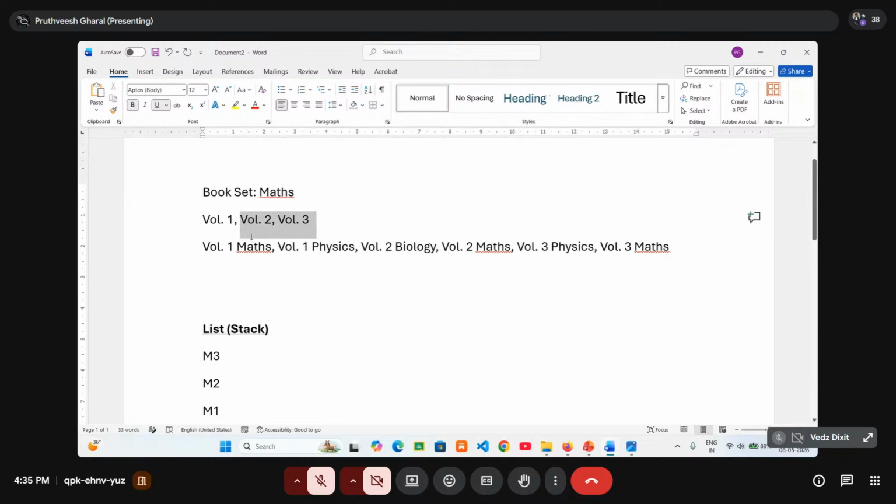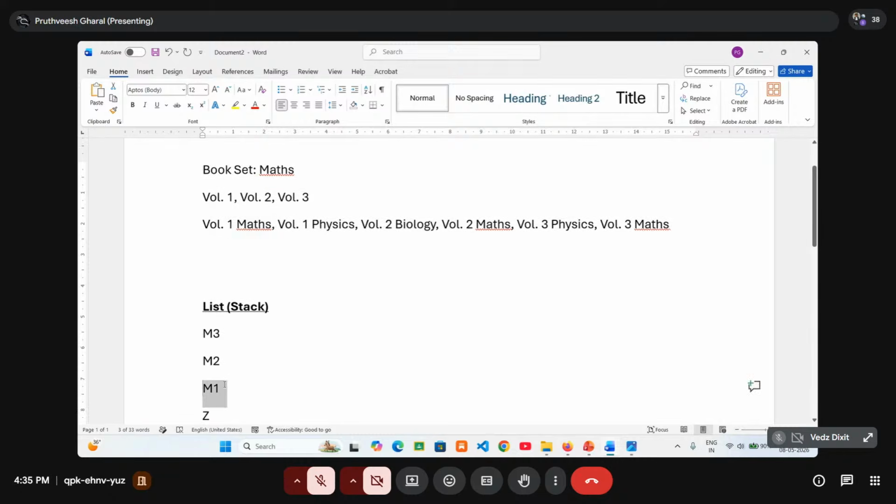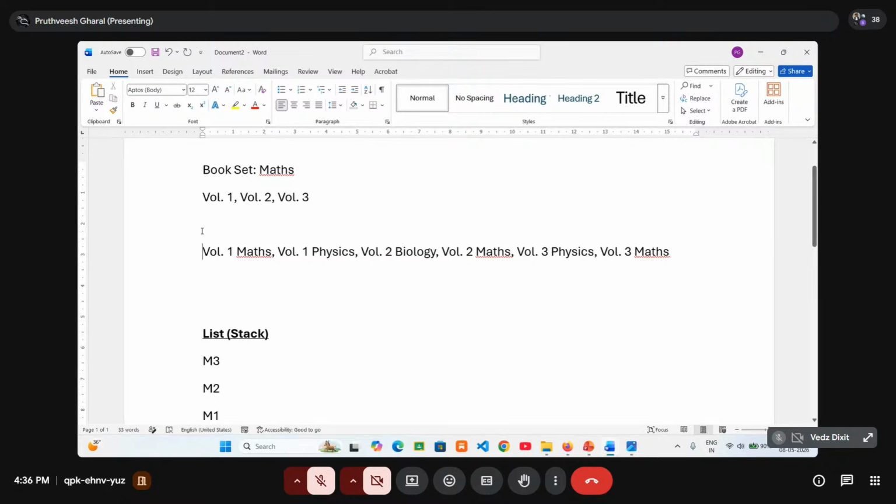You take this book, volume 1 maths. You take this book and you push it down. M1. Now, what does this do? Imagine you have this book set and you're reading it sequentially from left to right. The first book you get is volume 1 maths. You try to track in how many books you have encountered from this set.